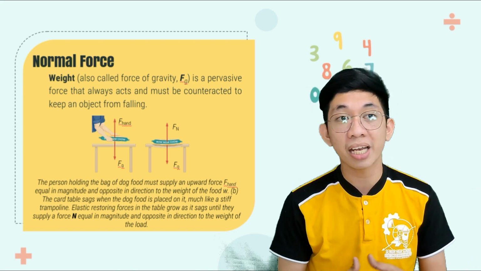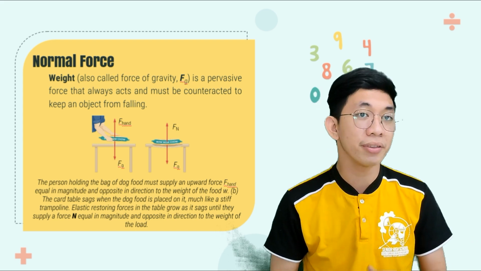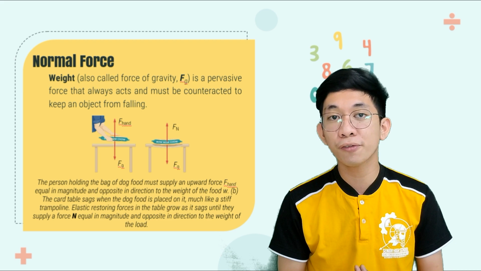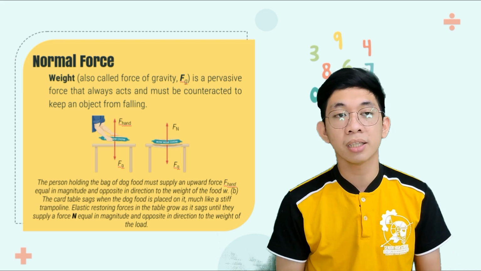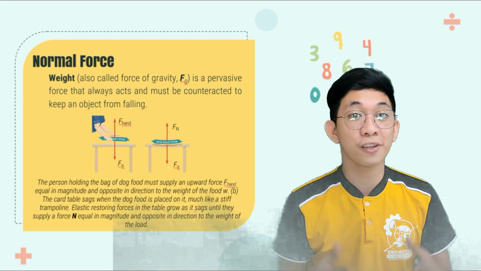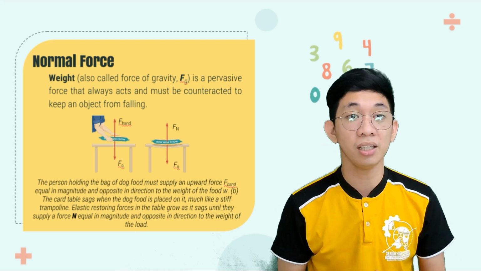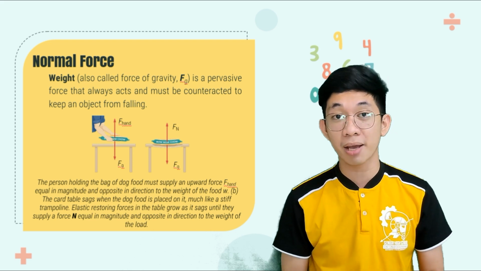But how do inanimate objects like a table support the weight of a mass placed on them? When the bag of dog food is placed on the table, it sags slightly under the load. This would be noticeable if the load were placed on a card table, but even rigid objects deform when a force is applied to them.